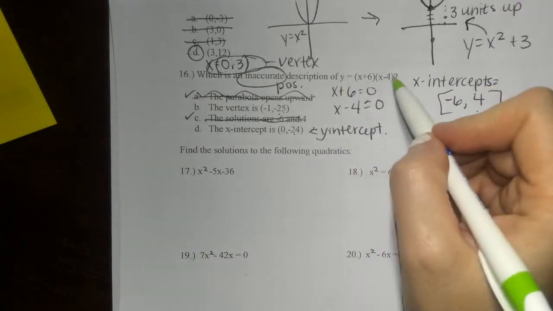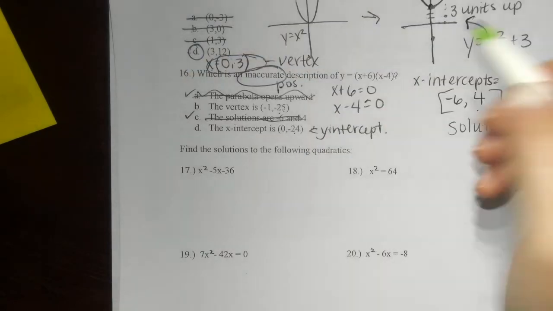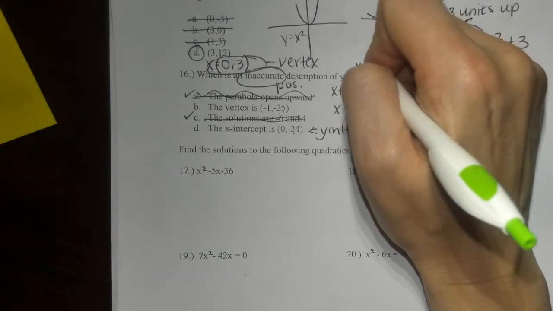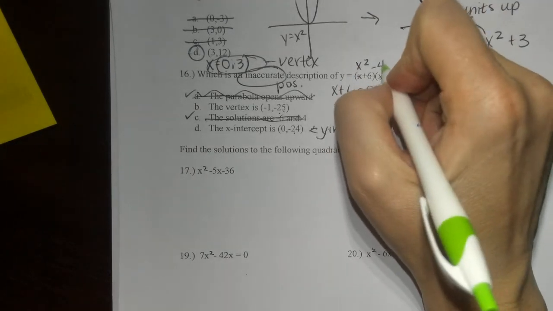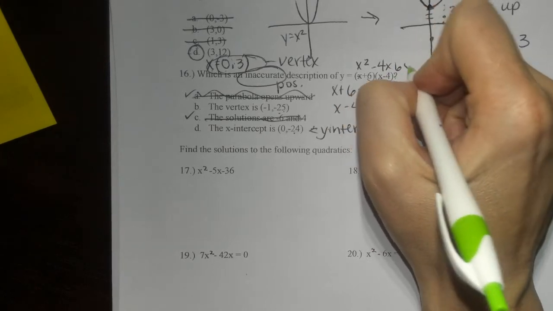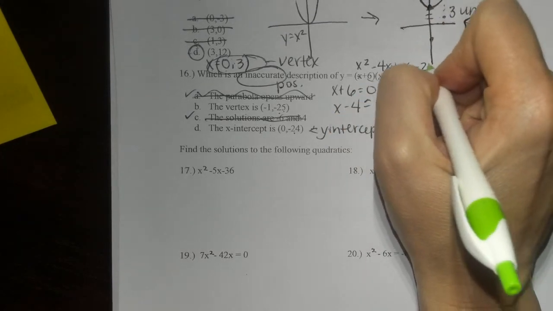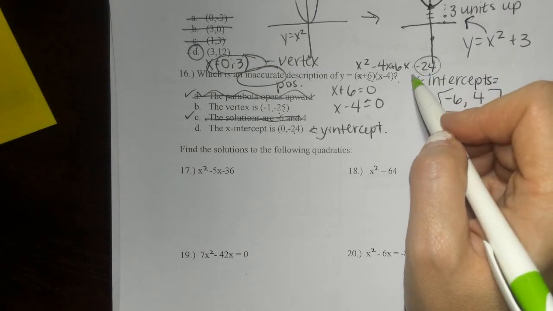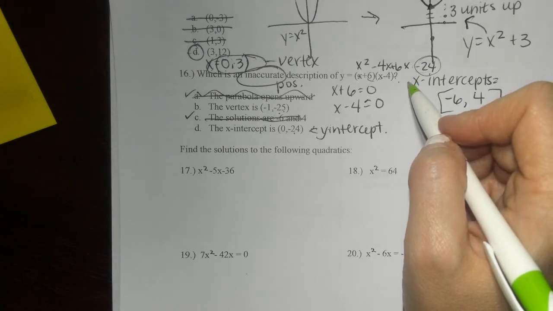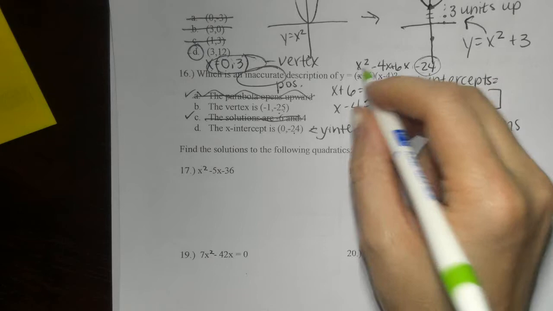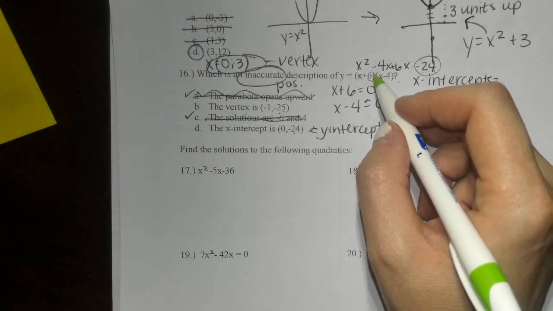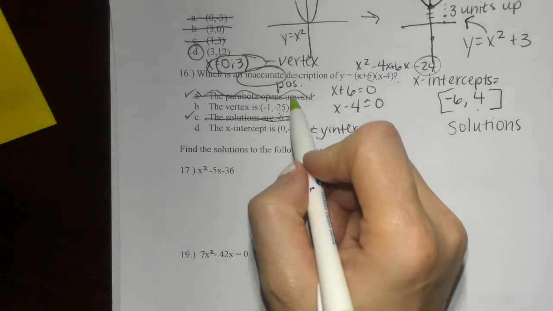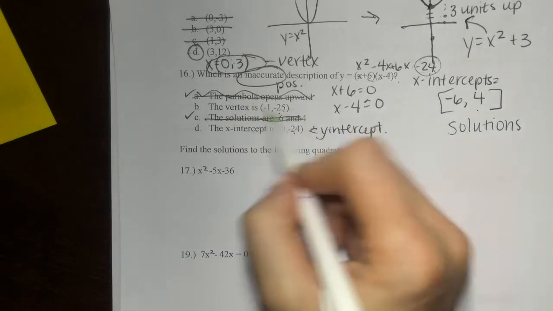I know that because if I FOILed this to get the y-intercept, I would get x squared, first outer is -4x, inner is 6x, and last would be -24. So the y-intercept is here at -24. Okay, so you get that right there, and you know it's a positive parabola, so it's not going to open downward. So this is true, so it's off.